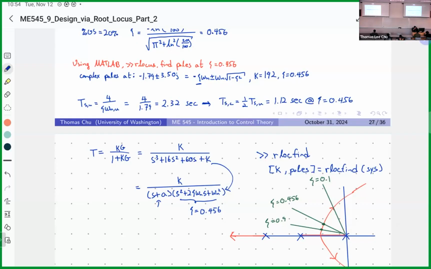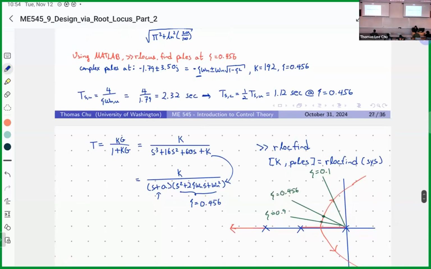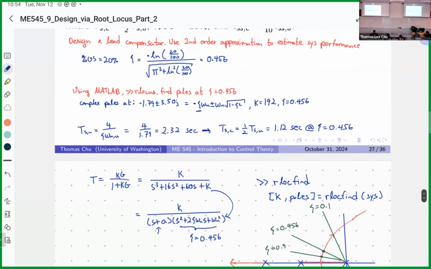Well, this is a long example. Maybe we won't get to chapter 10. Okay.